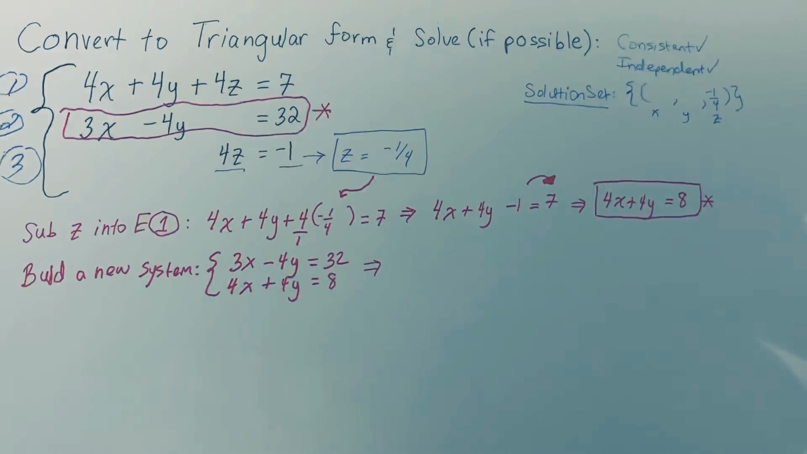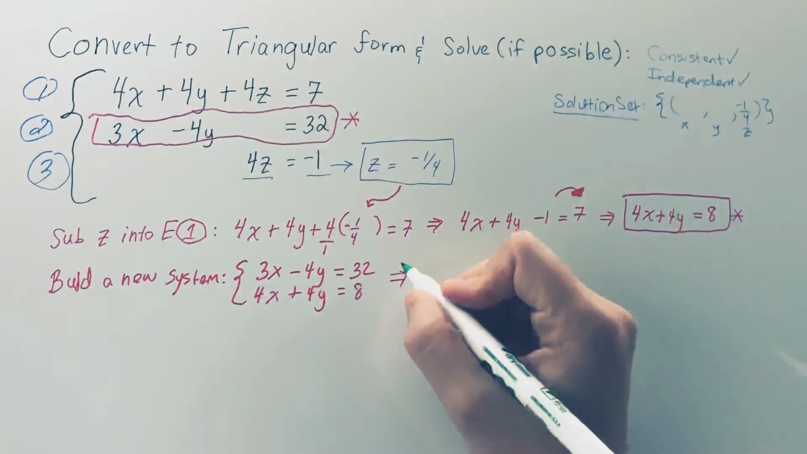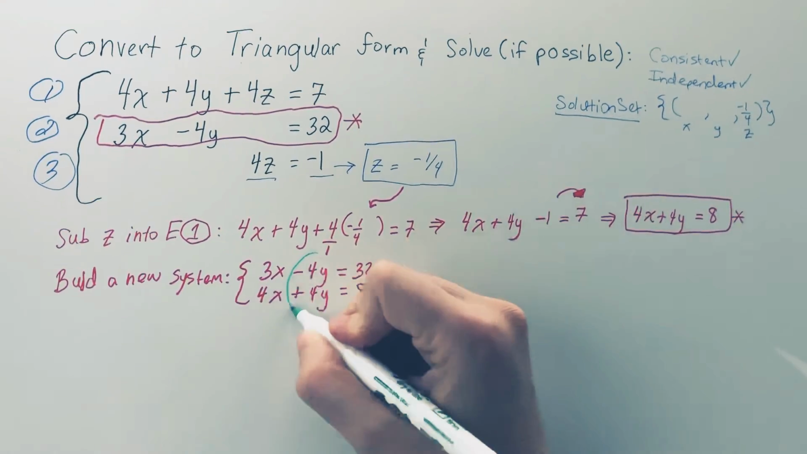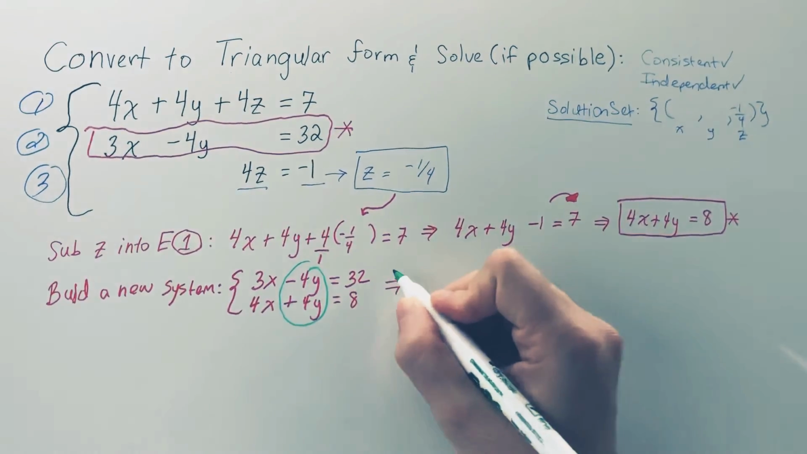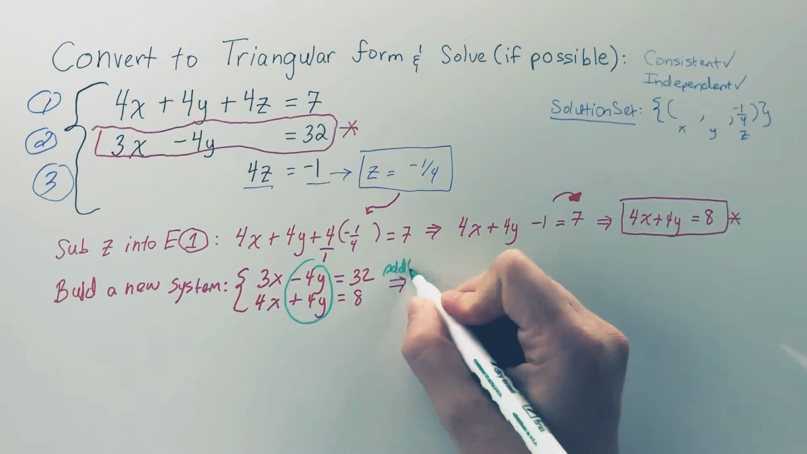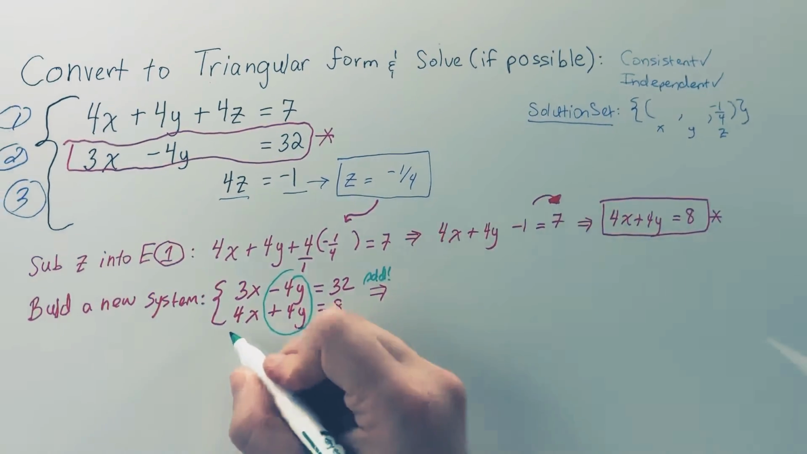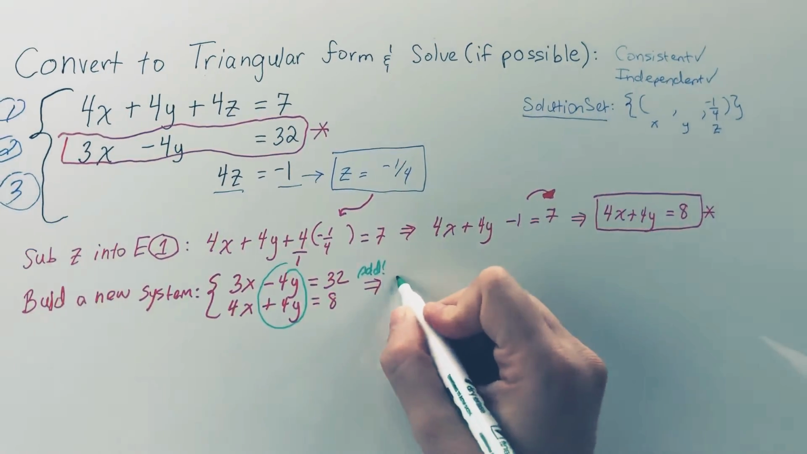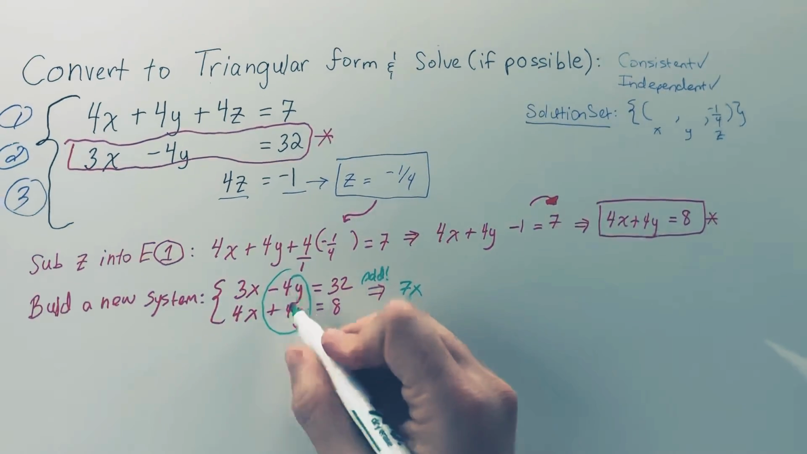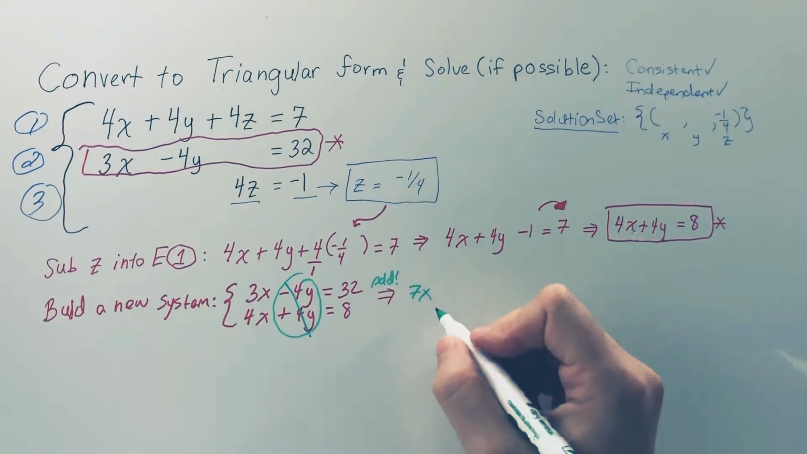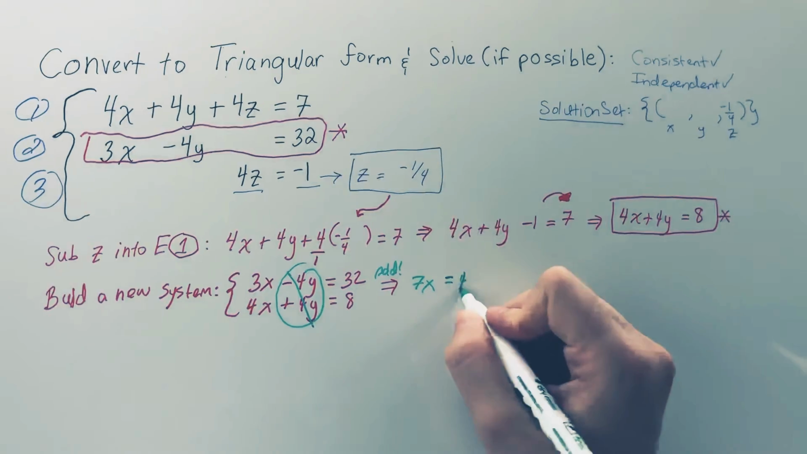Let me grab another color here. This time it's a little easier. I'm just going to add these equations together. If I add them together, we will eliminate y. So 3x plus 4x, those like terms give me 7x. These cancel out, which is what I wanted, and 32 plus 8 is 40.